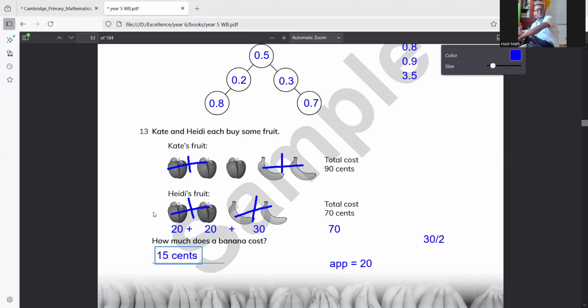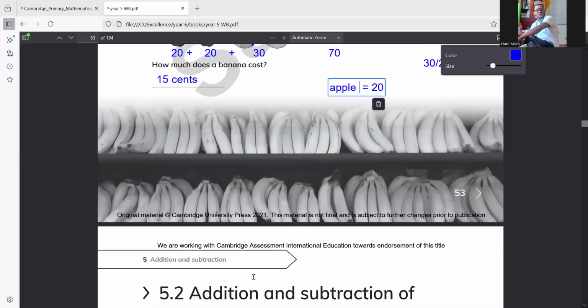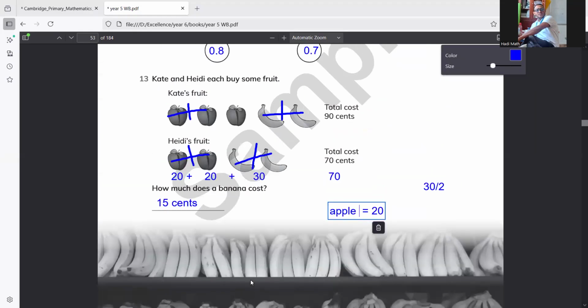Please understand. You need first to subtract those 2 from each other: the 3 apples and 2 bananas minus the 2 apples and 2 bananas. The 2 apples cancel the 2 apples, the 2 bananas cancel the 2 bananas, and there will be only 1 apple left. This 1 apple is 90 minus 70, which is equal to 20, so this apple costs 20. Now the 2 apples cost 40, and 40 plus 30 gives you 70. This 30 is for both bananas, so 1 banana gives you 15 cents. That's what you need to know. That's all for this exercise 5.1.